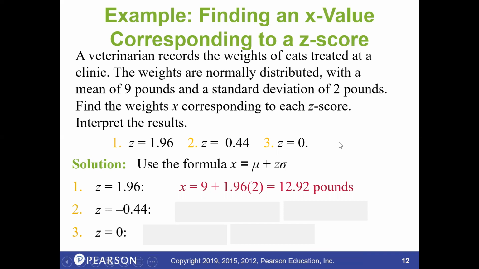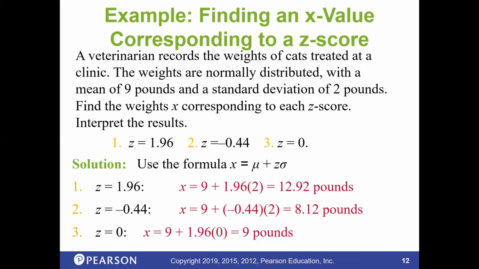Answer for number 2, a z-score of negative 0.44 is 8.12 pounds. And the z-score of 0 means we're not going in any direction. We're at the average already, just a big old 9. We didn't move anywhere from the 9. So notice for the first one, we go positive, up from the 9. Because the z-score is negative, we actually have to go down from the 9. For the third one, we don't go anywhere away from the 9.